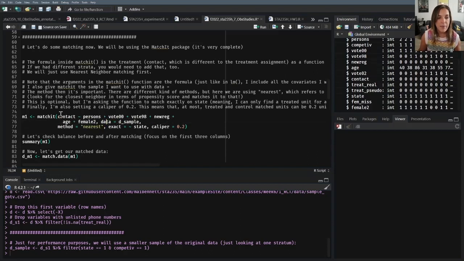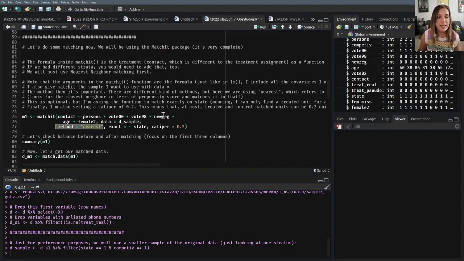Okay, so let's go into the formula first. As you can see, I have my treatment variable on the left-hand side, and on the right-hand side, I have all the potential confounders that I want to adjust for. So I have, again, the number of people that are in the household, past voting behavior, gender, age, and so forth. This is going to calculate basically our propensity score. Remember, that is the probability of being in the treatment, in this case the probability of getting contacted, given all these characteristics. The second one is pretty self-explanatory, it's just the data frame that we're using.